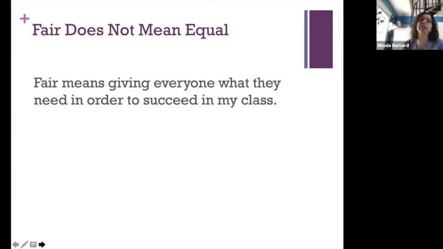Vicki talked about this morning, I'll talk about it briefly. The concept of fair does not mean equal. And this is a concept that is really born of inclusive education. It was not a concept when I was in school. The idea is that fair does not mean giving every single student the exact same thing. Rather, it means giving each student what they need in order to succeed in the class or at the particular task at hand. And that might be different for different people.